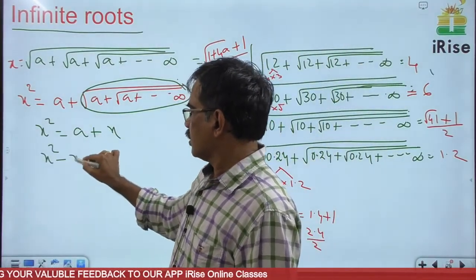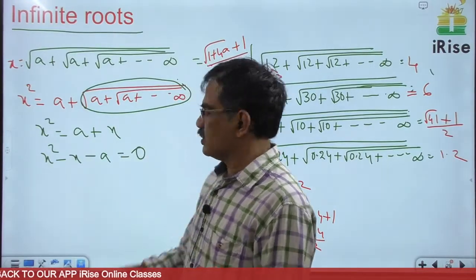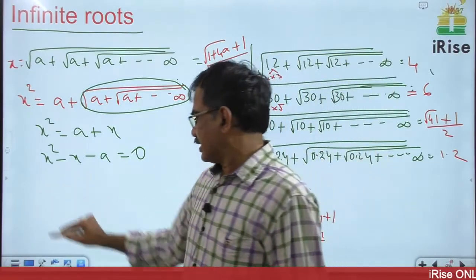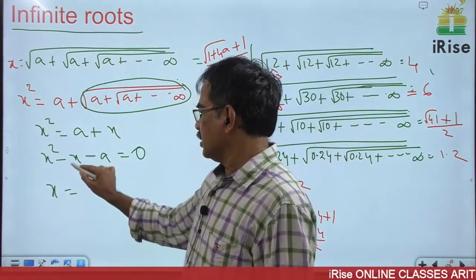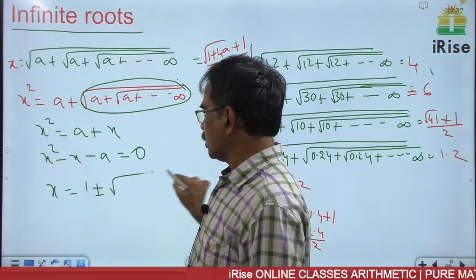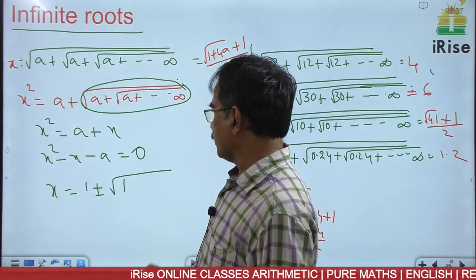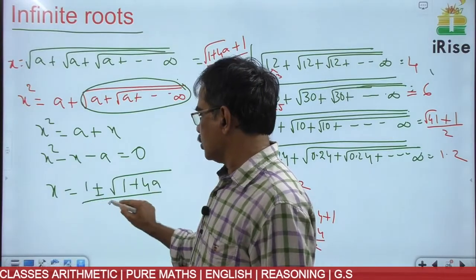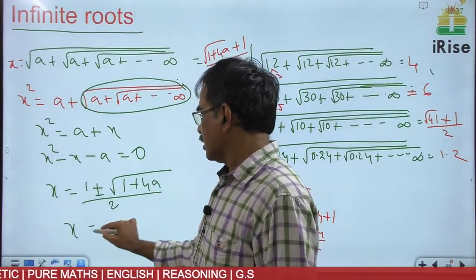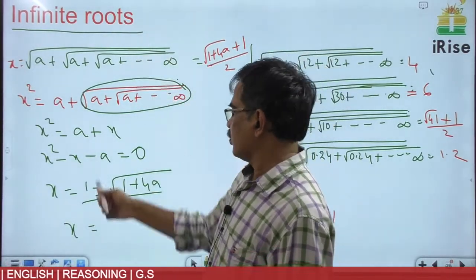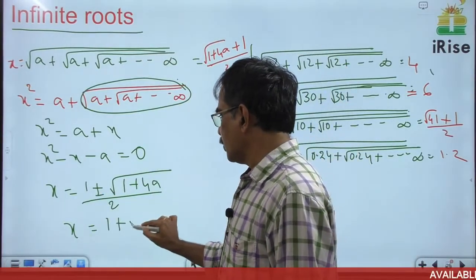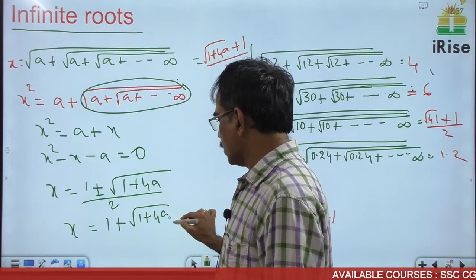Okay. So x square is approximately equal to a plus x. This can be written as x square minus x minus a is equal to 0, which is a quadratic equation. What are the roots of a quadratic equation? X is equal to minus b plus or minus root of b square minus 4ac by 2a. The coefficient of x is 1, so it is minus b square, minus 4 into 1 into minus a, by 2. So x is nothing but, here the root is always positive, don't consider the negative answer. So this is nothing but 1 plus root of 1 plus 4a, by 2.